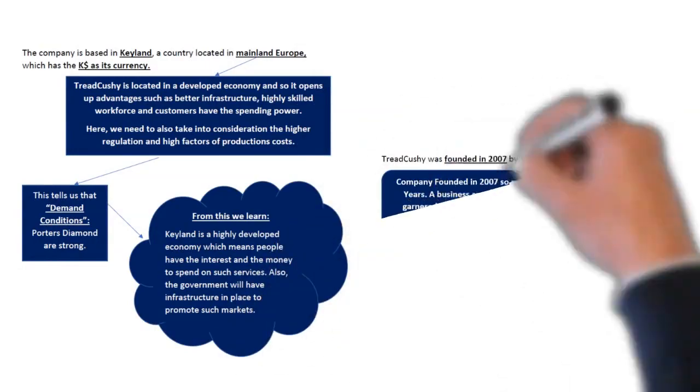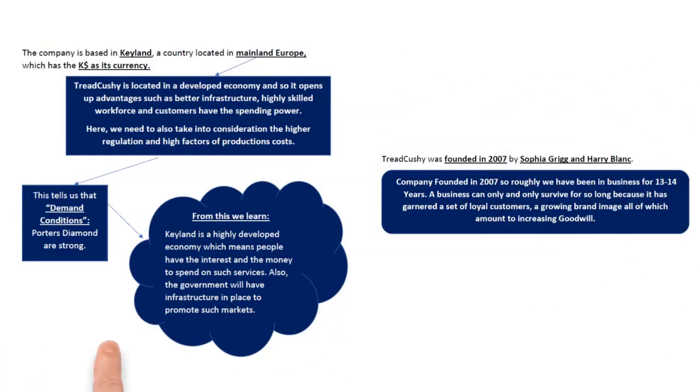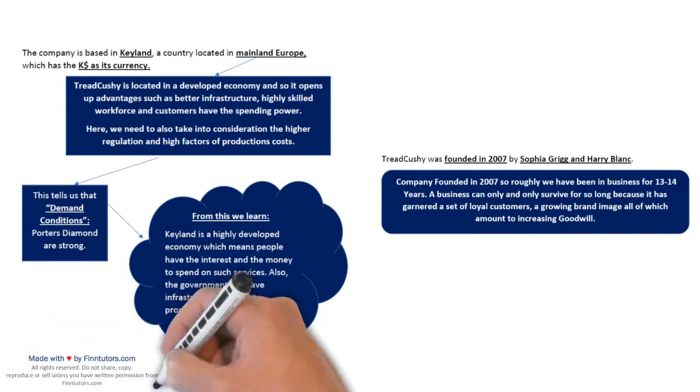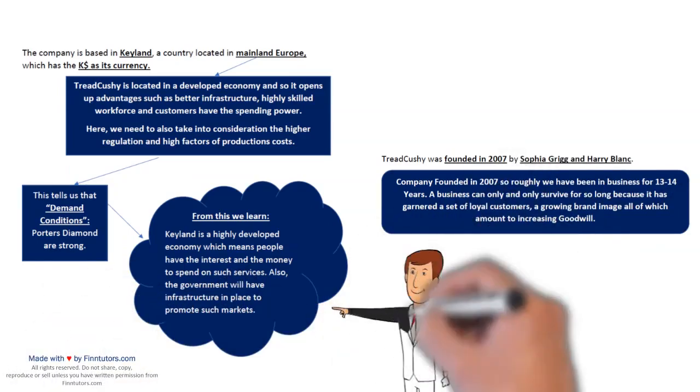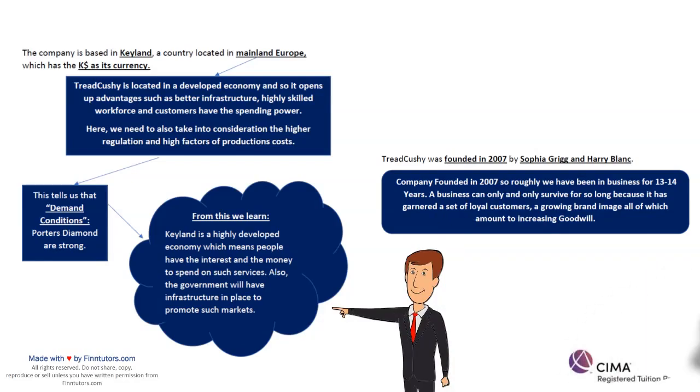Moving on, they are telling us that the company is based in Kieland. So they have made a fictional company, which is TreadCushy, obviously. They have now created a fictional country as well, which is called Kieland. And this country is located in mainland Europe, and the currency is K dollars. So TreadCushy is located in a developed economy. What I learn over here is my fictional company is based in a fictional country called Kieland, which is part of mainland Europe.